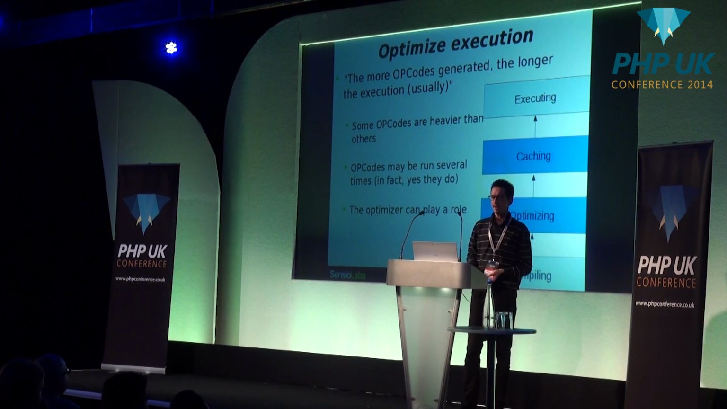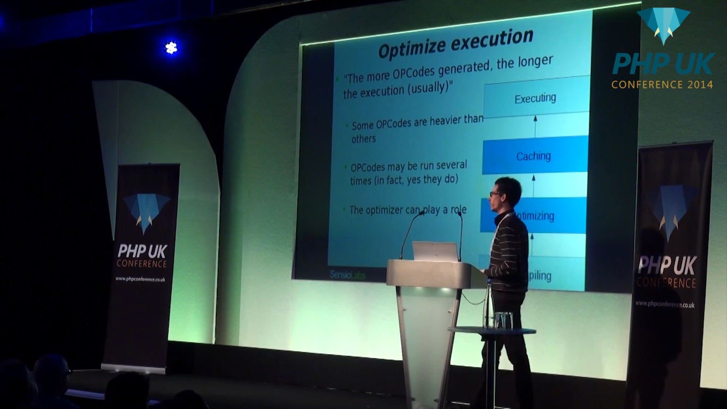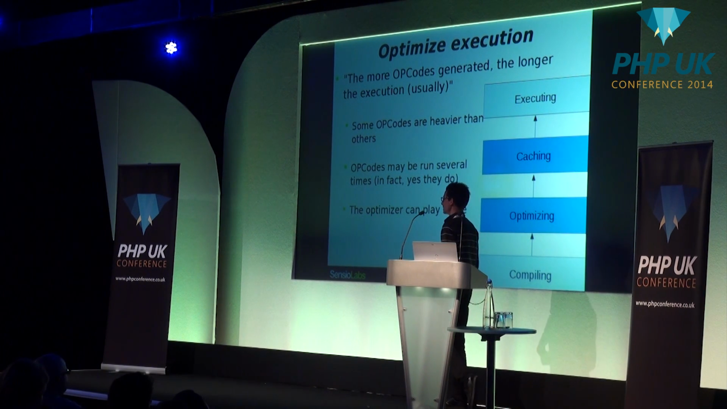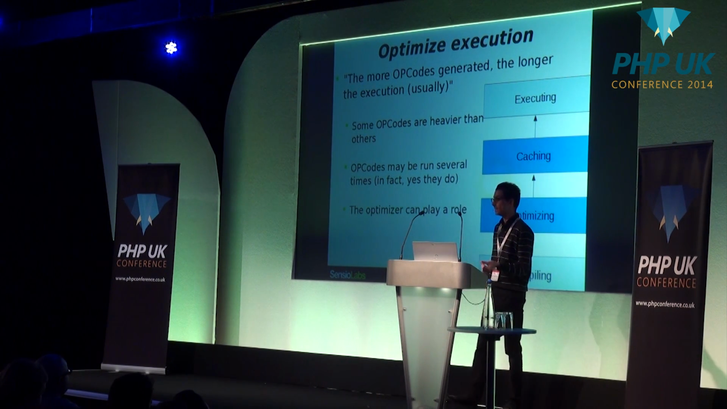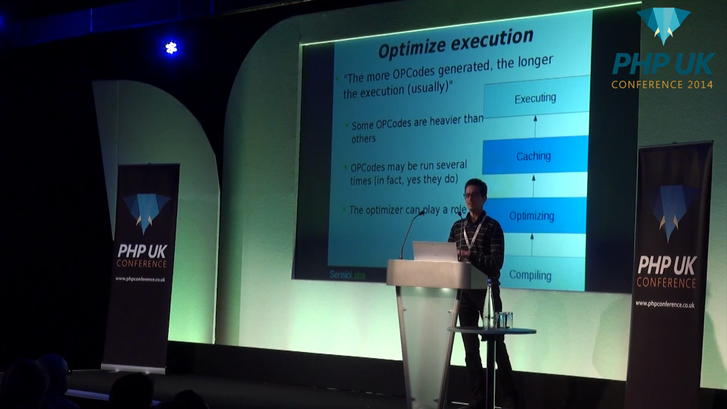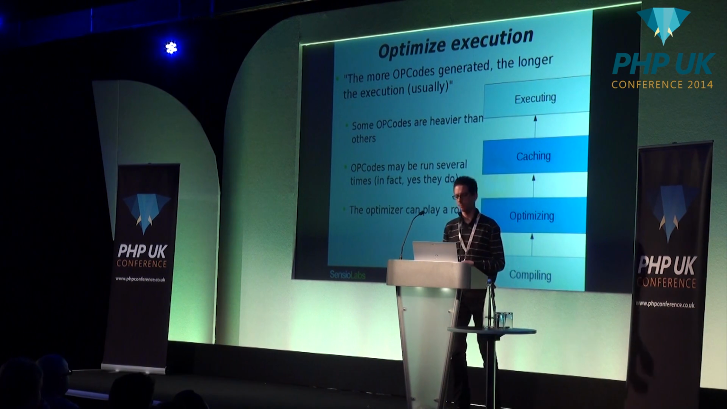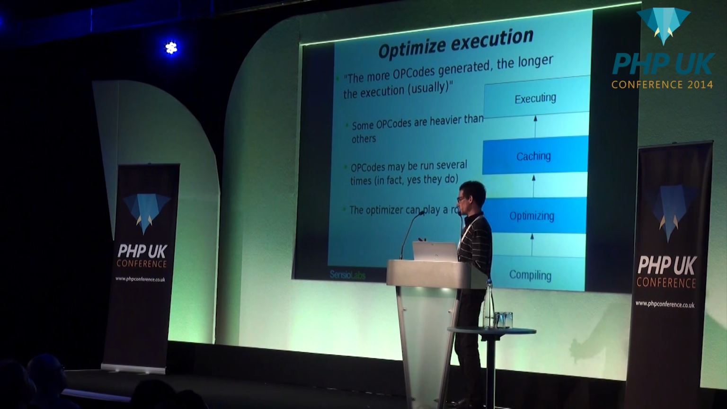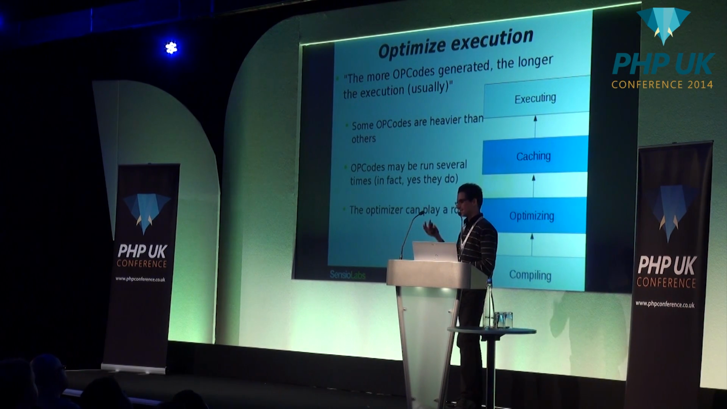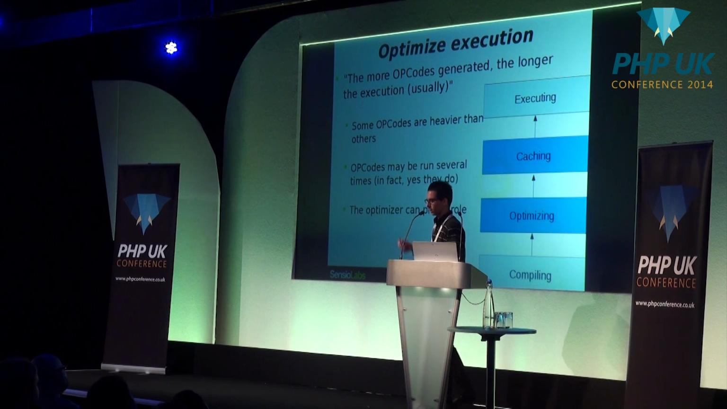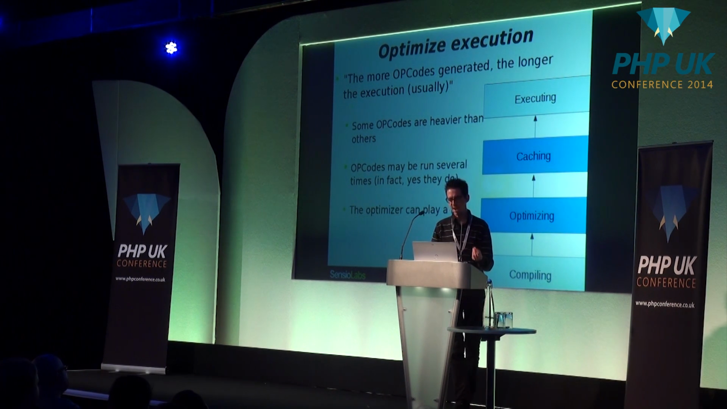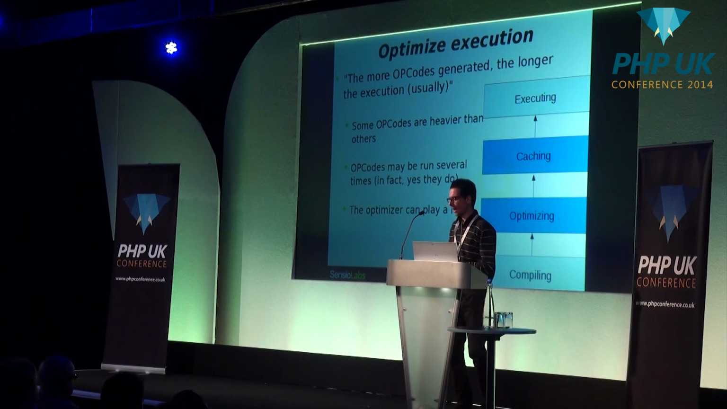Some opcodes are heavier than others. For example, when you do a function call, it's absolutely amazing how heavy a function call is for the PHP engine. Even with all the caches we've been adding in PHP for years, when you call a function, and a method is exactly the same thing as a function, you just get a this pointer in it, it's absolutely amazing how long and how heavy this can be for PHP.